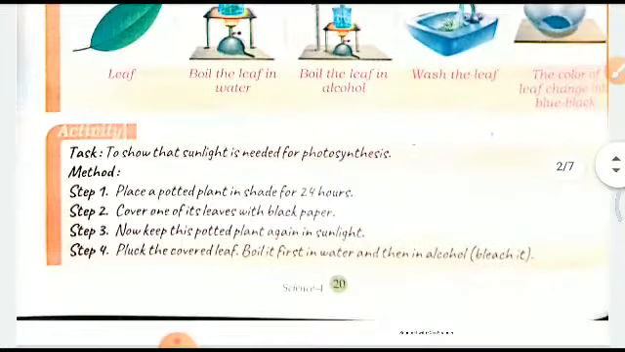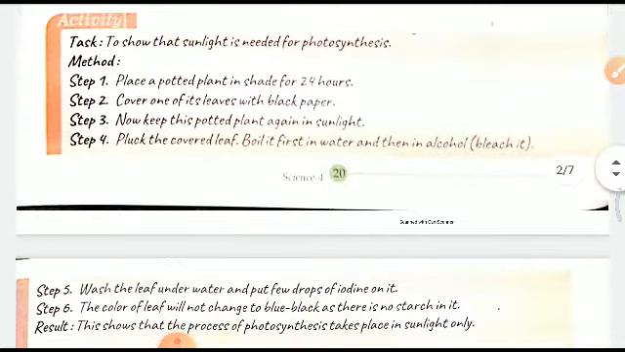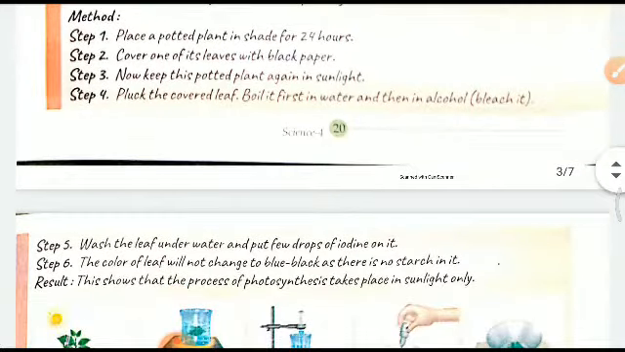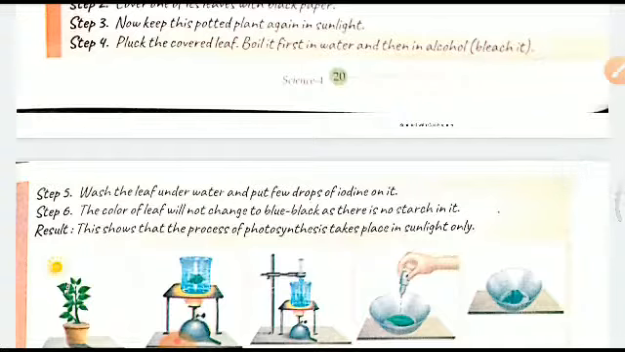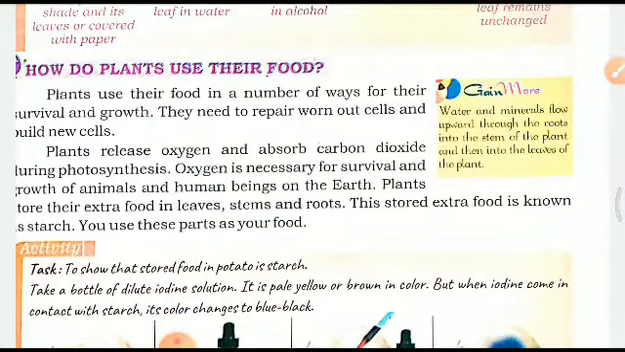Now there is another task also given to show that sunlight is needed. Place a potted plant in shade for 24 hours. Cover one of its leaves with black paper so that no sunlight comes in contact with it. Right? Now keep this potted plant again in sunlight. Now pluck the covered leaf, boil it first in water and alcohol, then put a few drops of iodine. The leaf color will not change because no glucose had been formed, because it was in the dark, sunlight didn't fall on it.